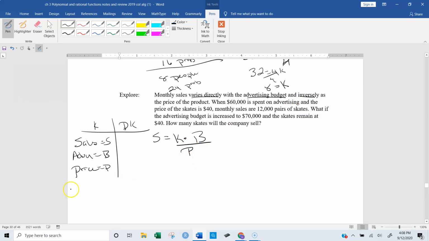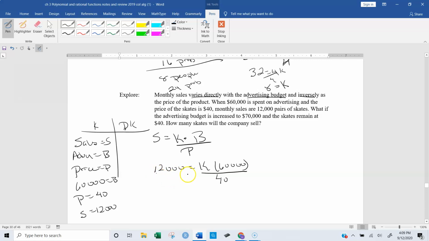Okay, there's my equation. We are given 60,000 is my budget. Okay, the price is equal to 40. And the sales is equal to 12,000. So we're just going to plug that all in. And we're going to get 12,000. Okay, we've got to find K. We know our budget is 60,000, all over our 40 for the price.